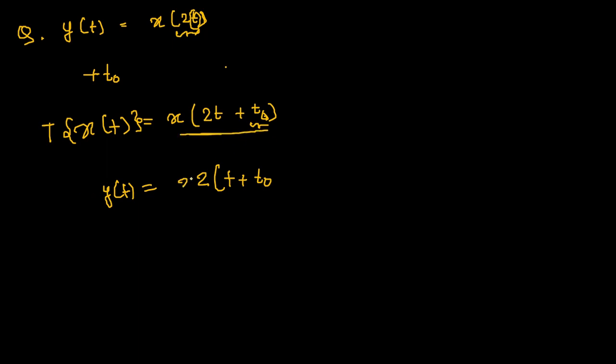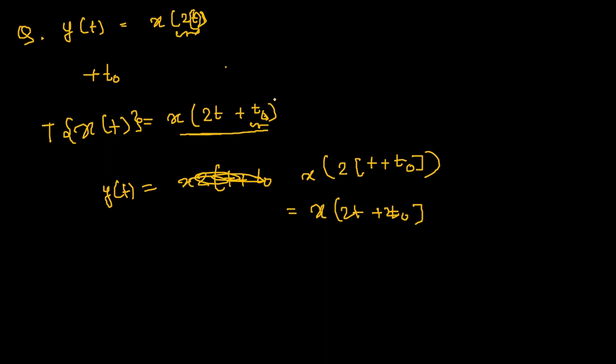But in y of t, you get x of 2 into t plus t naught. So in this case, you get x of 2t plus 2t naught. So like you can see, the delay that we gave in the input was t naught, but the delay that we're getting in the output is 2t naught. That is what makes it time variant, because the delay in output is different from the delay in input.